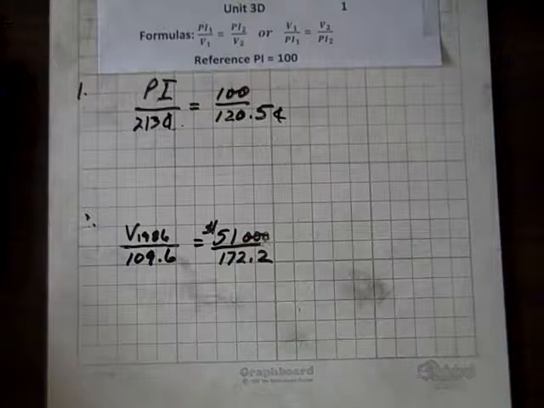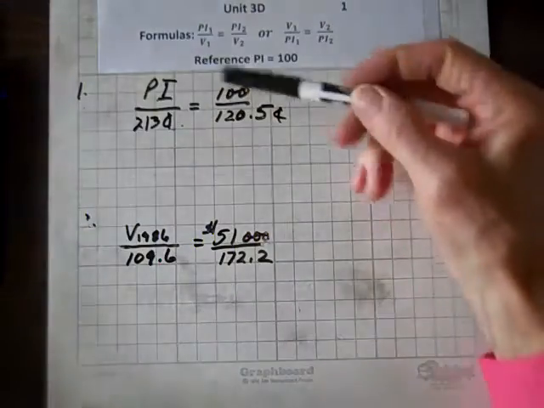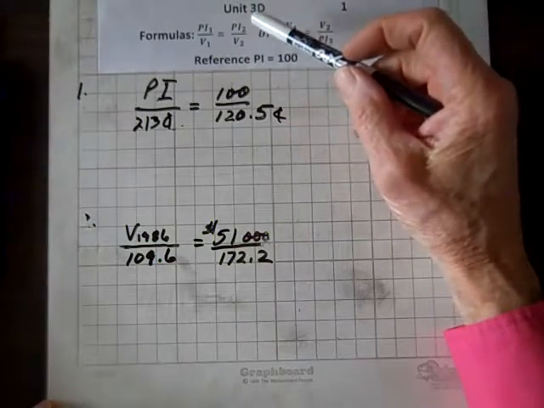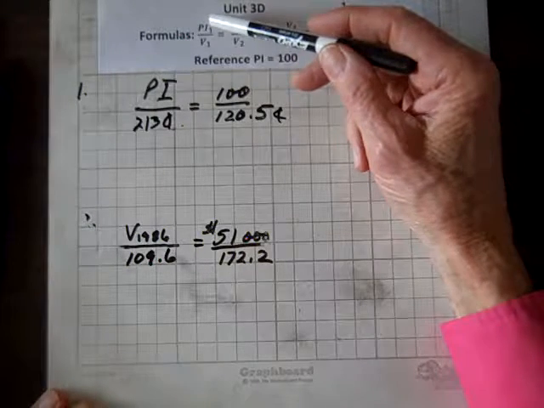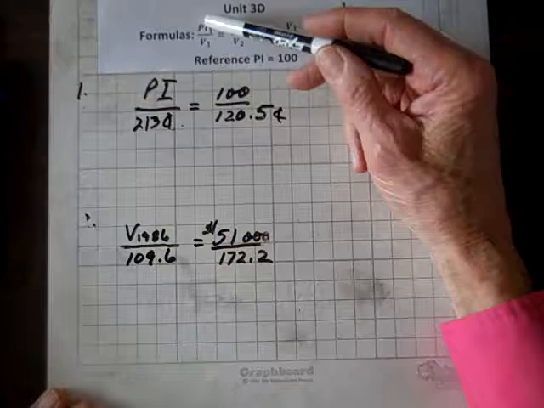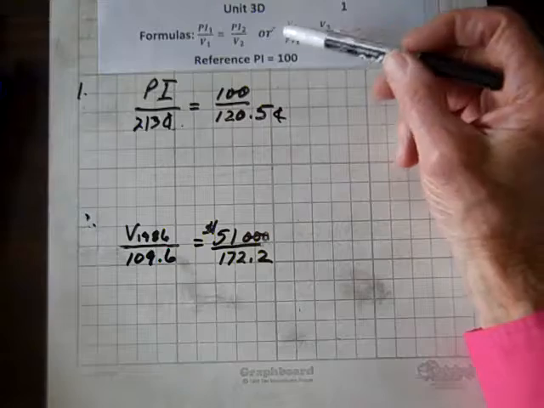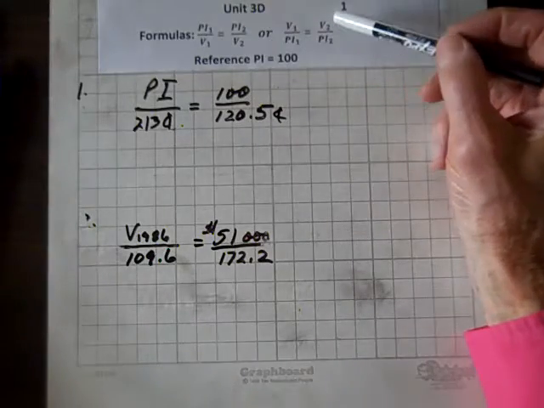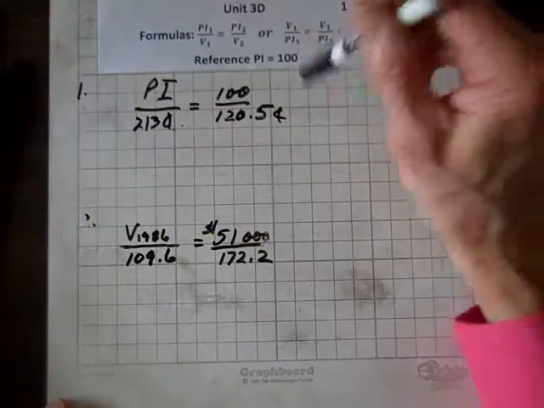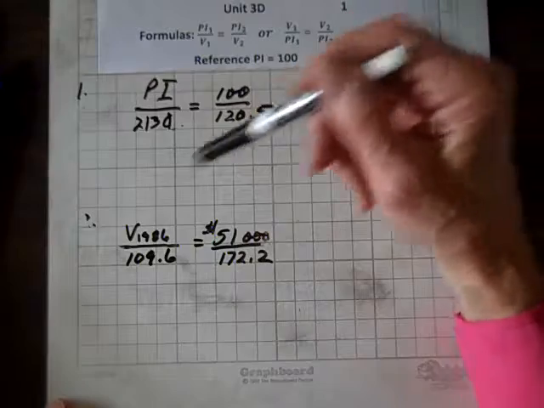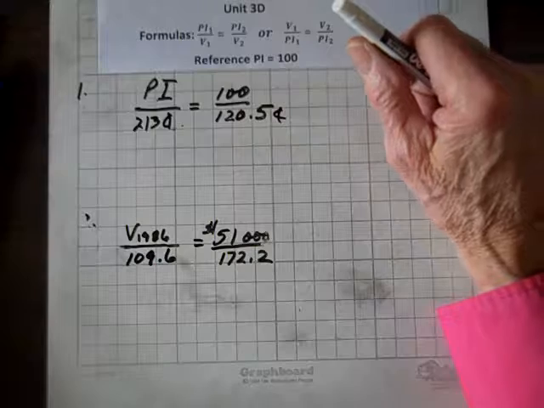Well, now we're doing Unit 3D, and before we start, remember, we're talking proportions here, by and large. We can either have them of the form price index over value equals price index over value, or value over price index equals value over price index. We can set it up either way. We're always going to set it up so the unknown is in the numerator. Makes it easier to solve. Saves a step anyhow, or two.